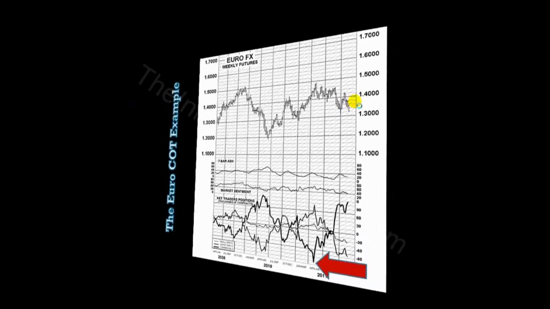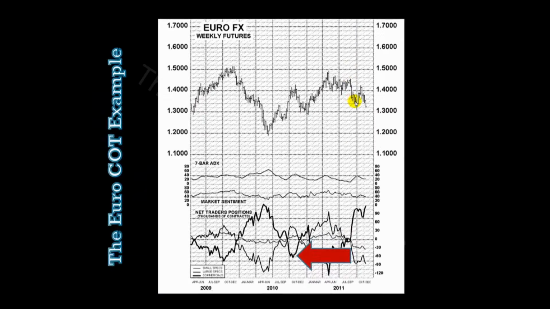It doesn't give you the 50 pip trades. It doesn't give you the 120 pip weekly ranges. It gives you the 500 plus pip moves, up to 1,000 pips. That's the type of trades that it sets up.